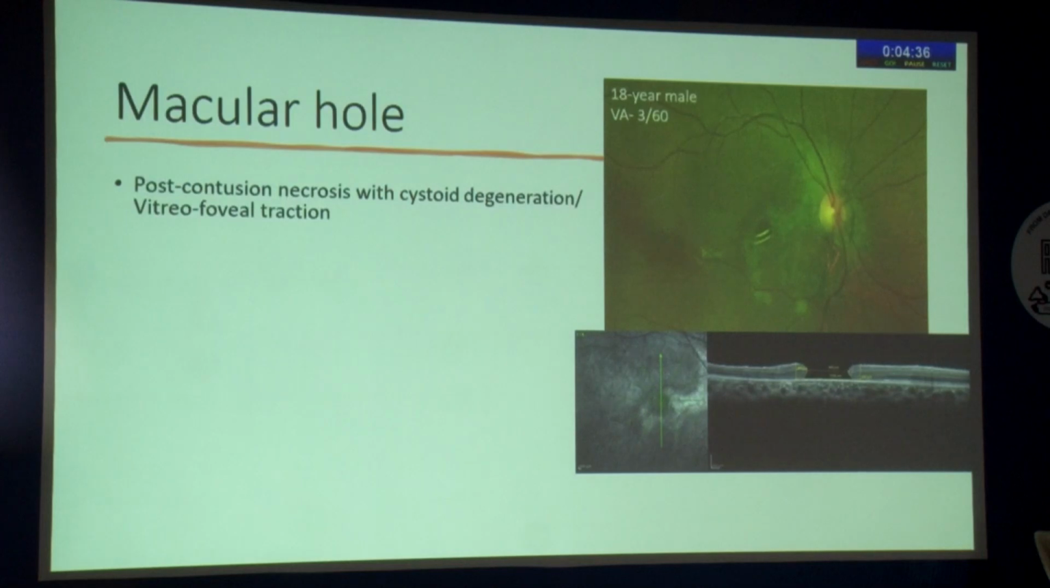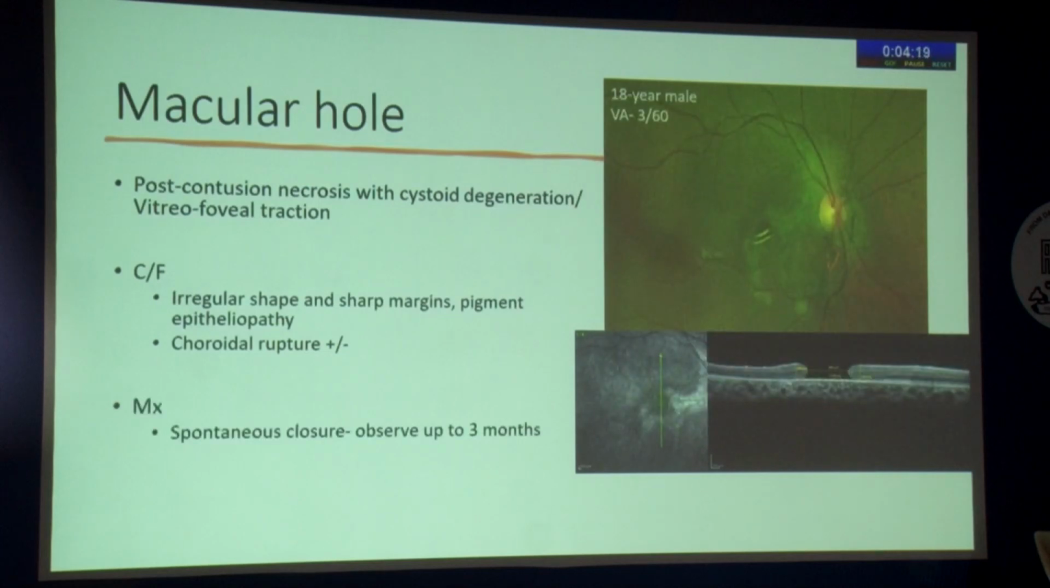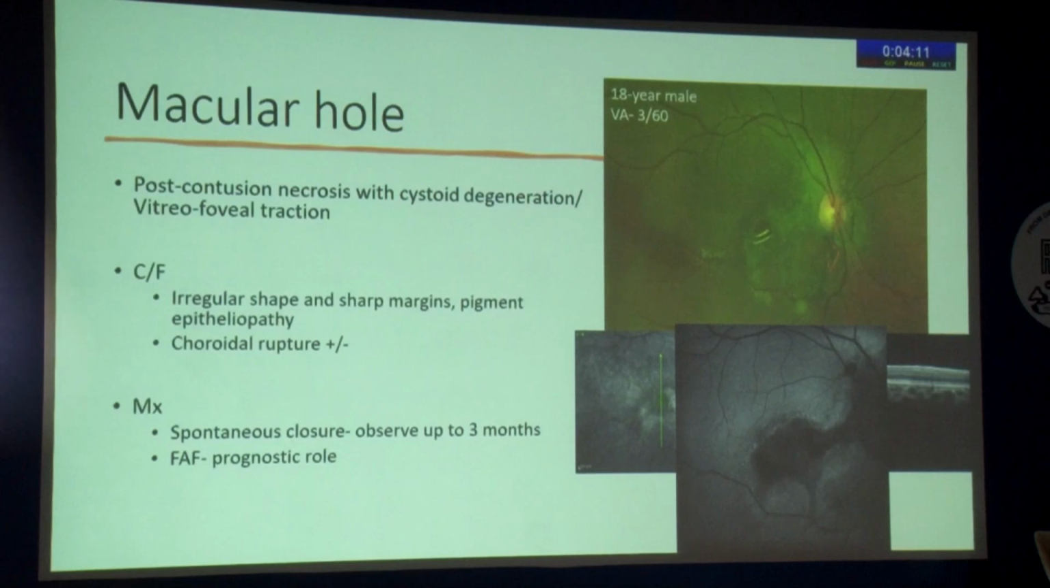These macular holes occur because of post-contusion necrosis or vitreofoveal traction. These holes often have an irregular shape, the margins are very sharp, and there can be other associated ocular injuries, the choroidal rupture being commonly present. Spontaneous closure can occur in a certain number of patients, and that can happen up to 3 to 6 months. If it doesn't happen, and if your underlying RPE is healthy, then you can consider macular hole surgery.